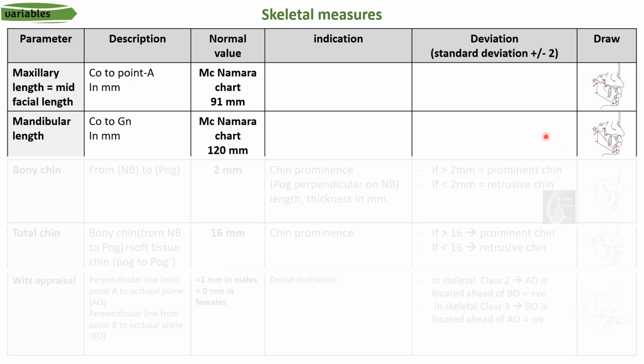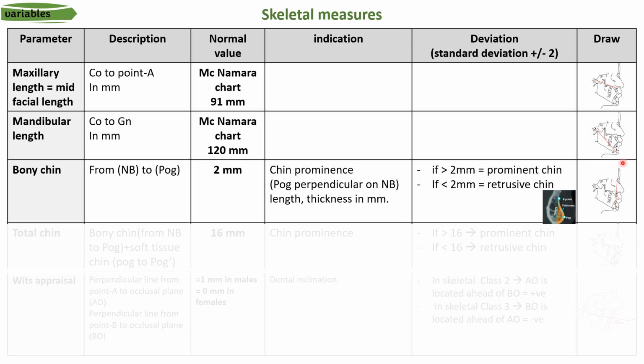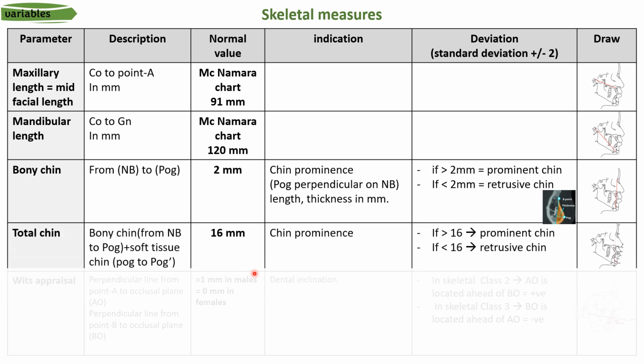Bony chin extends from the NB line or plane to pogonion. Normally it is 2 millimeters, and it indicates the prominence of the chin. Total chin is the bony chin that extends from a line from N to B and its distance from the pogonion, plus the soft tissue chin that extends from the hard tissue pogonion to the soft tissue pogonion. The total mean value is 16 millimeters, and it also indicates the chin prominence.